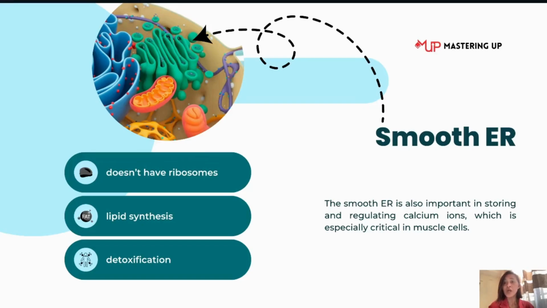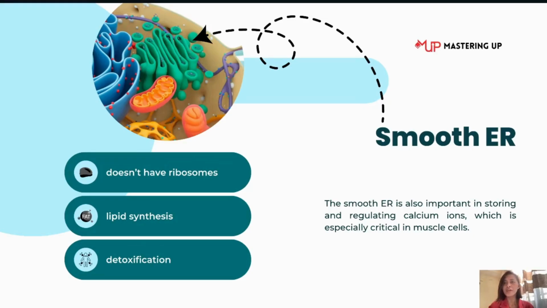But the smooth ER does more than just make lipids. It also helps in detoxification. If there are harmful substances in the cell, like drugs or alcohol, the smooth ER helps break them down and get rid of them. That's why the liver cells, which detoxify our bodies, have a lot of smooth ER.